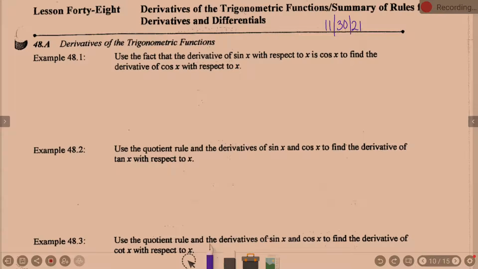Okay, so lesson 48, derivatives of trig functions. If you think about what we've already done at this point, we know two: the derivative of sine and the derivative of cosine. And I don't think we've learned any others. Correct me if I'm wrong there.